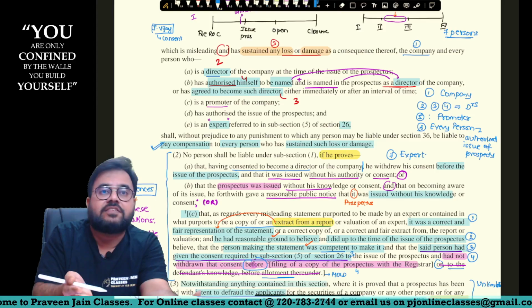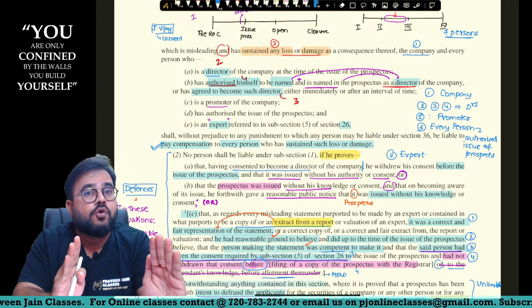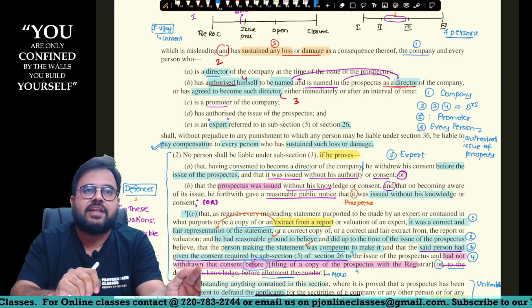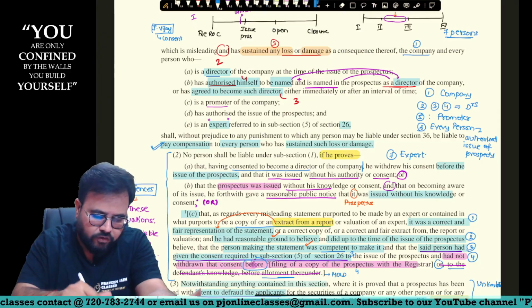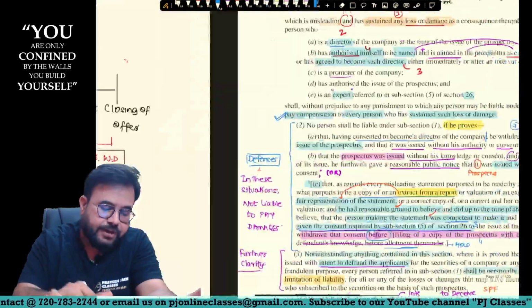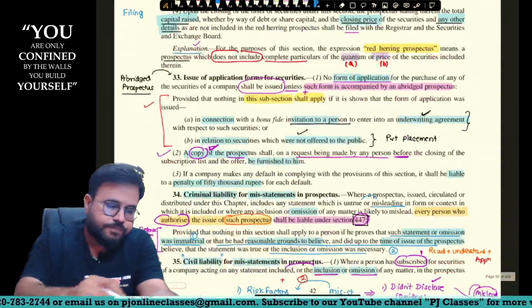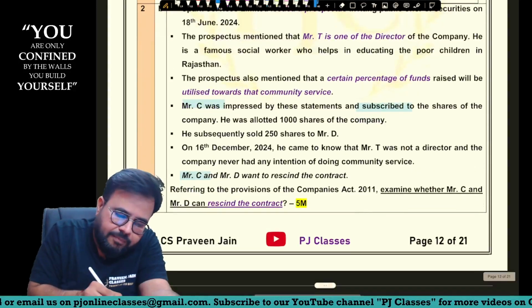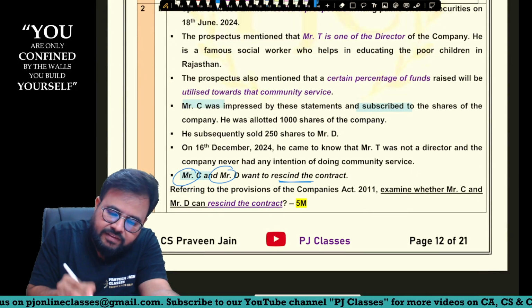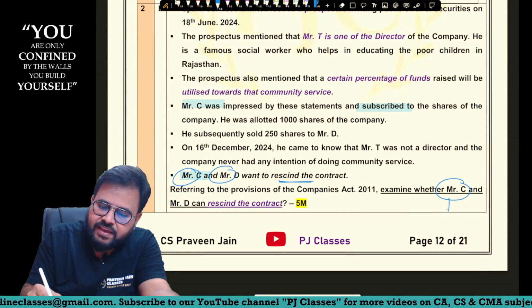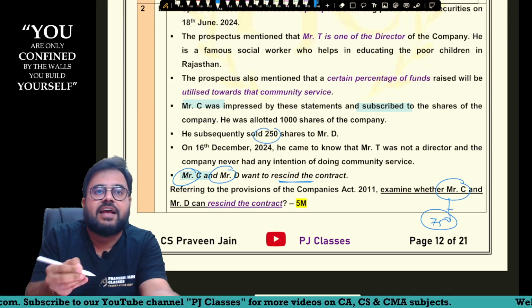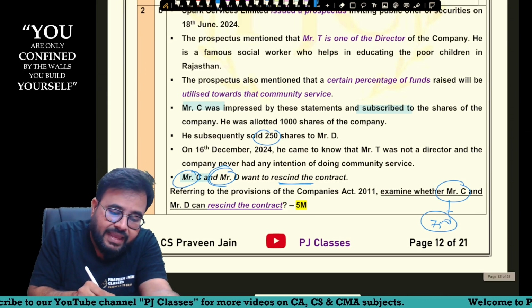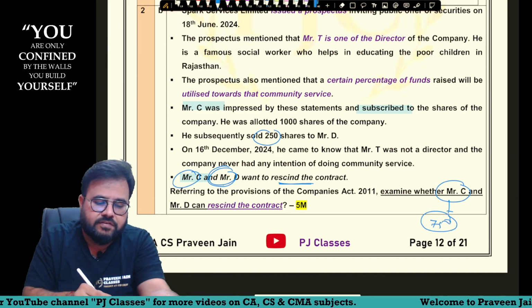In other words, you can say you can rescind the contract, because I told you if you cancel, then only you are claiming the damages, sir. And can rescind the contract to every person who has sustained the loss. Okay, great. So now can Mr. C and D rescind the contract, sir? So can I say C can rescind the contract to the extent of 750? Reason is 250 has already been sold to Mr. D, sir. But can Mr. D rescind the contract? Answer is no.